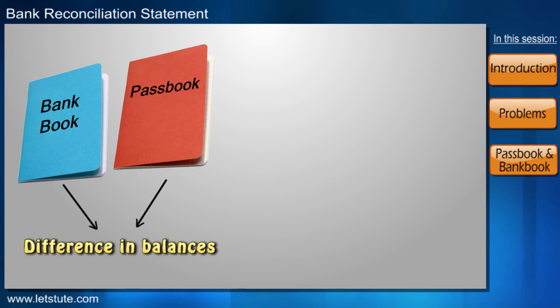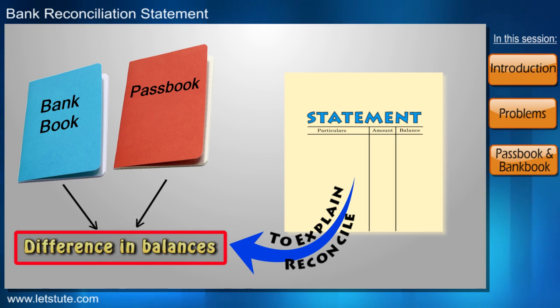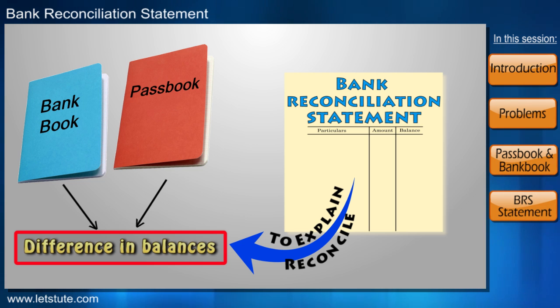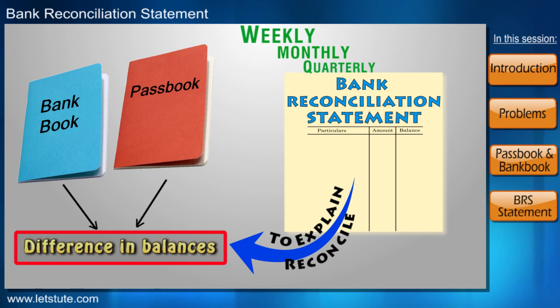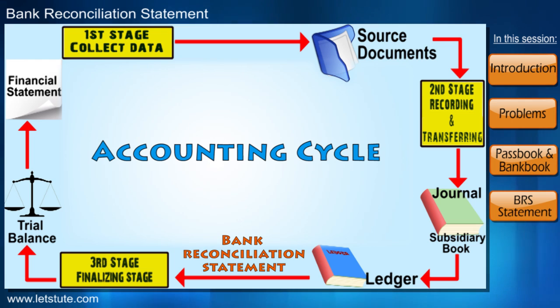So there must be a statement just to explain this difference or to reconcile this difference, whether there are mistakes or not. Such a statement prepared by the business is called the bank reconciliation statement. It can be prepared weekly, monthly, quarterly, depending on the number of bank transactions. Now this is a very important step to perform before finalizing annual accounts.